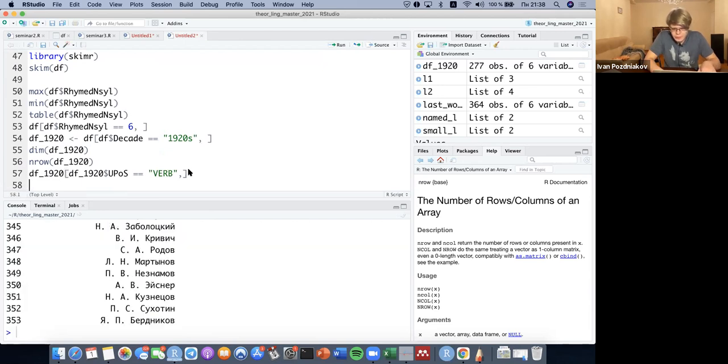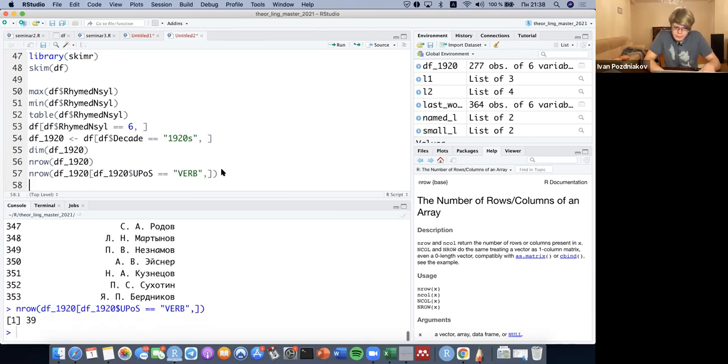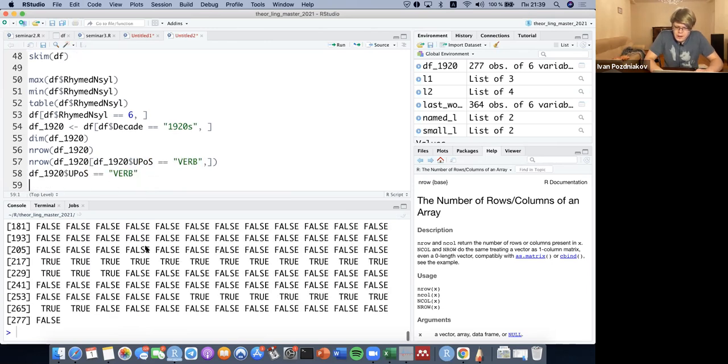Select the rows for the new data frame, and then calculate the number of rows in this new data frame. But you can do it a bit more easily, because when you calculate this logical vector, you just need to calculate the number of TRUEs there. So I will even comment out this line, because I do not recommend you go this way.